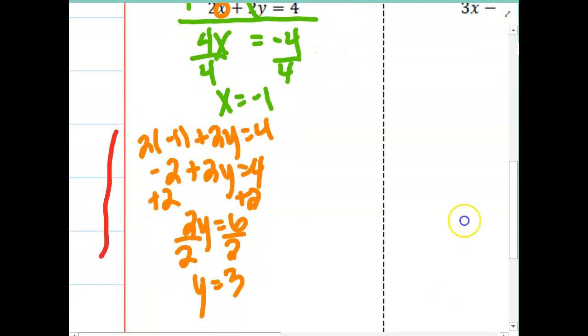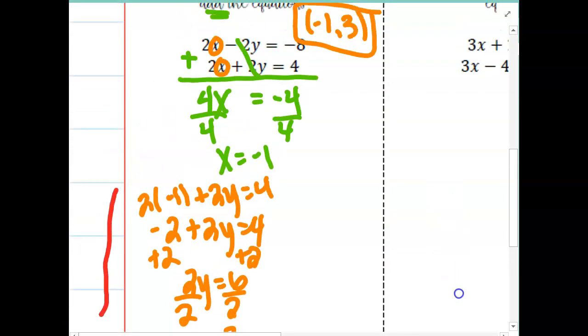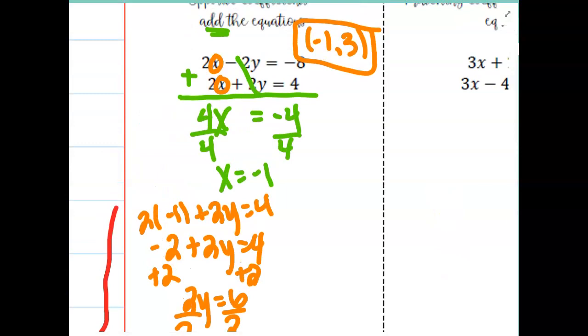So, if you look at this, the part that took the most work is what I had in orange here, which is plugging the number back in, which we did last week. That part's not new. The part that's new is this easy part right here. Okay? Now, if it's set up so the coefficients are already opposite, so a plus 2y and a minus 2y, those are the easy ones.